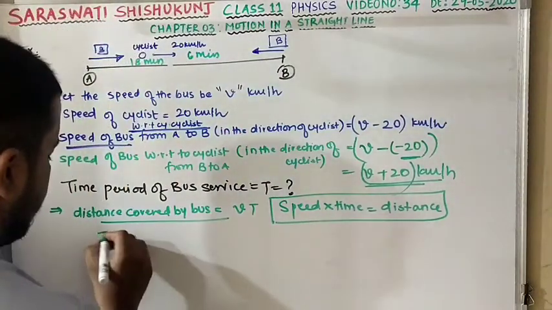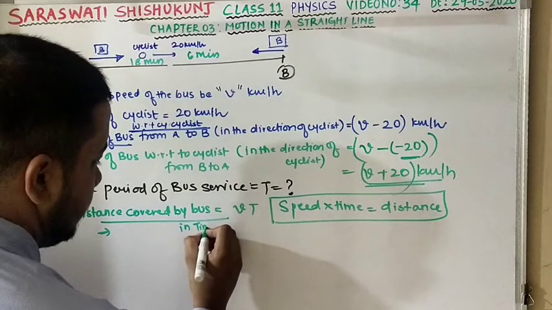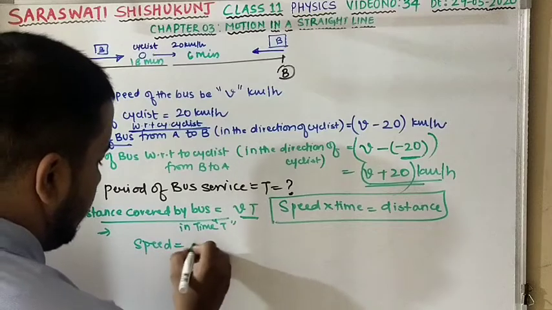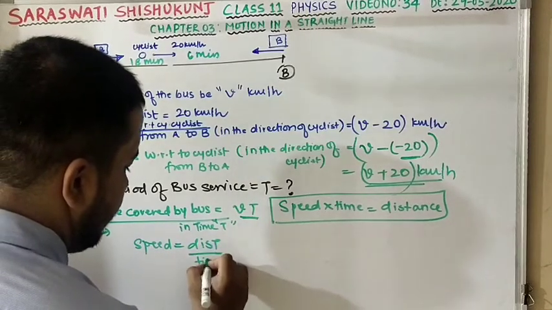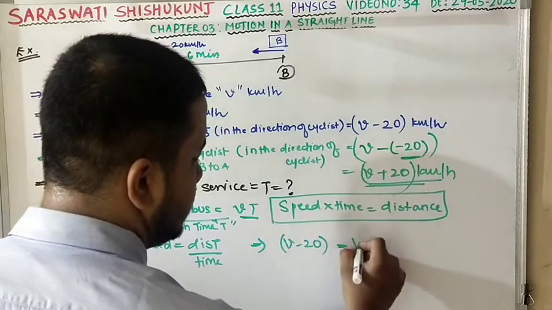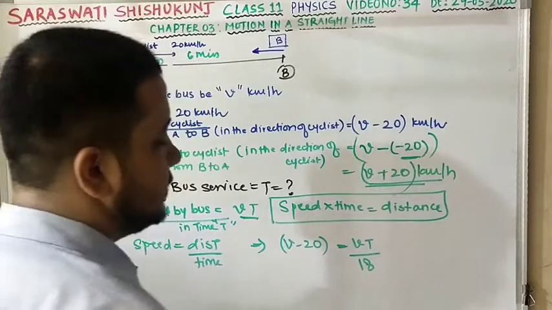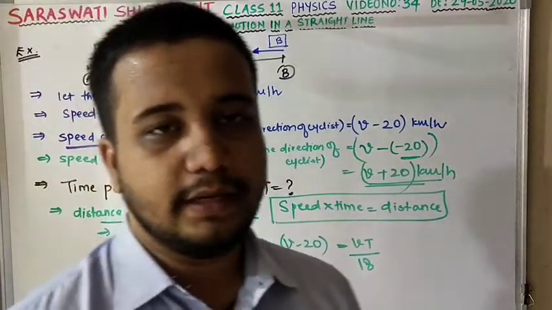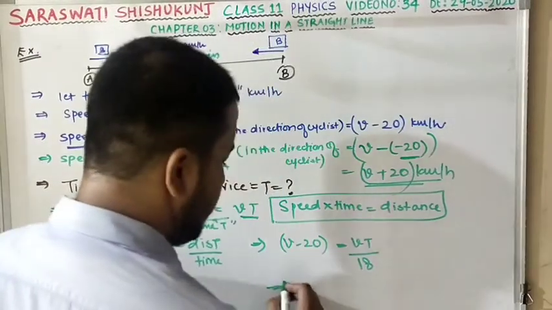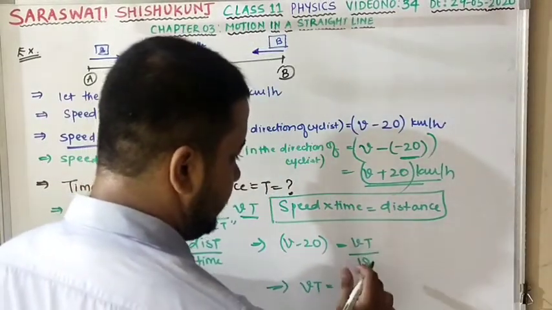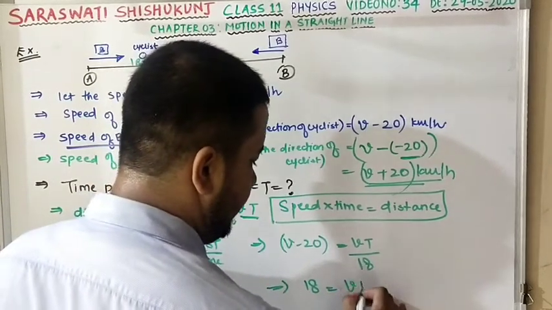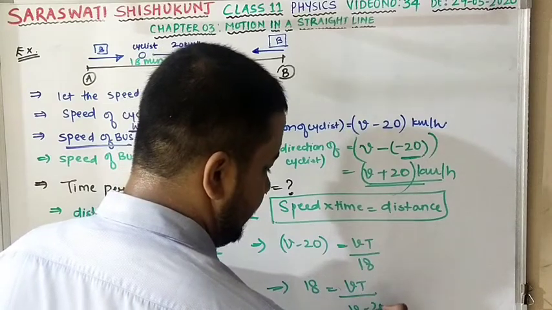What I'll do? In time T I can say, in time T my answer is Vt. So speed is equal to, remember, distance upon time. Here speed for the first case is V minus 20. Distance covered is Vt and time is 18 minutes. Is this clear? So the equation is 18 minutes equals Vt divided by V minus 20.